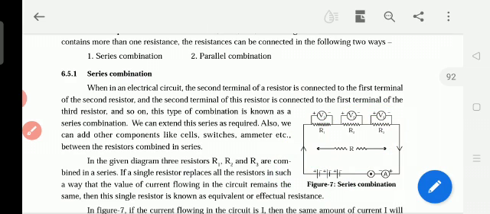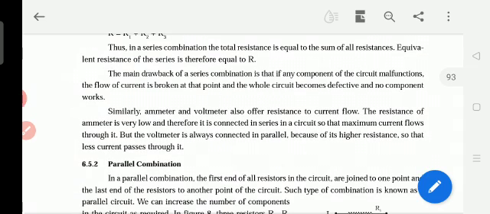For example, in our homes also, if the current is cut off in one place, the current flow will not be there in all 3-4 rooms. That means everything is arranged in a series combination, in a line. So underline this point.